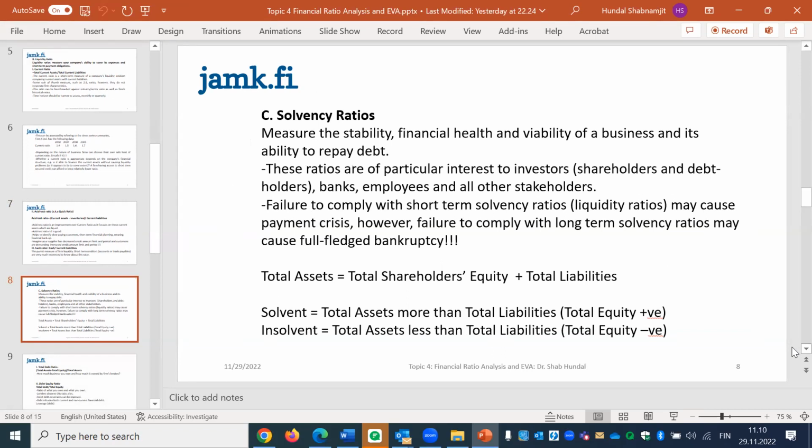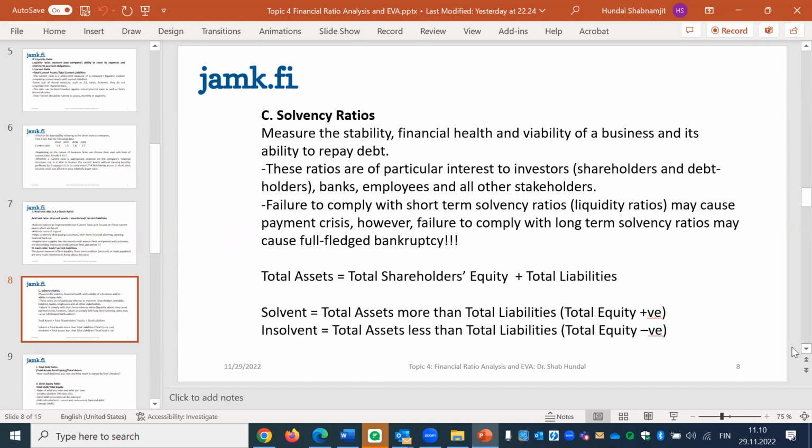Liquidity means, are you able to make payment in the short period? Do you have the current assets more than the current liabilities in the short period? Solvency ratio means, are you able to make the payments in the long term? And here we go beyond current assets and we take all types of assets and all types of liabilities. So a company is called solvent if its total assets, not current, not non-current alone, if its total assets are more than total liabilities.